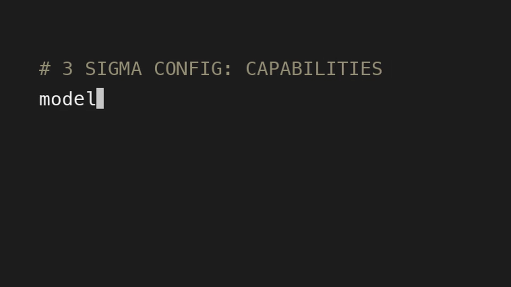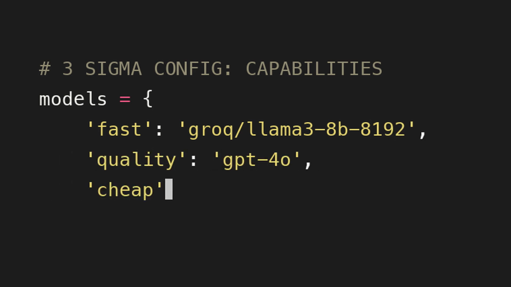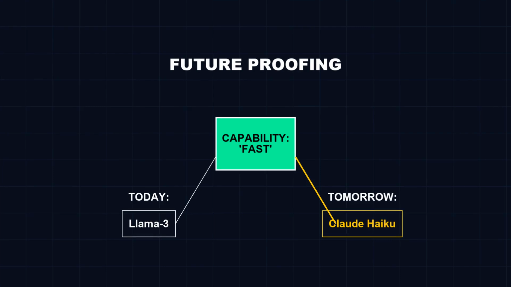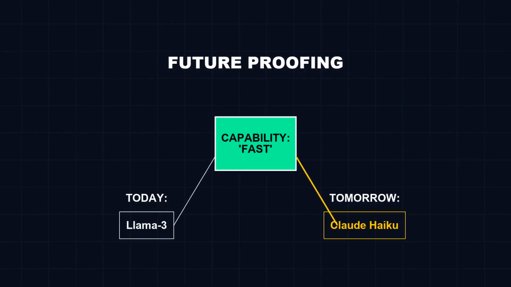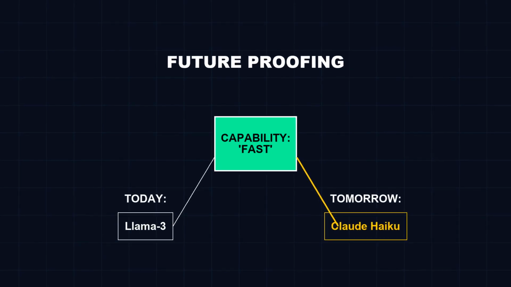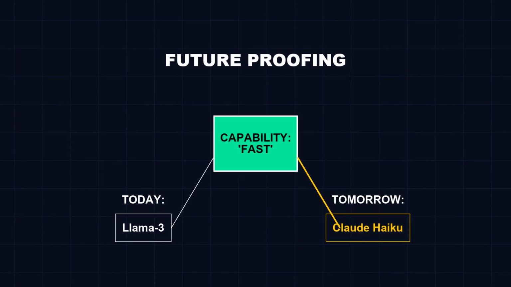We define a model registry. We don't think in brands like GPT or Claude. We think in capabilities. Fast, quality, cheap. This is crucial. Fast might be Llama 3 today, but it could be Haiku tomorrow. By decoupling the capability from the model ID, we future-proof our application against a rapidly changing AI landscape.